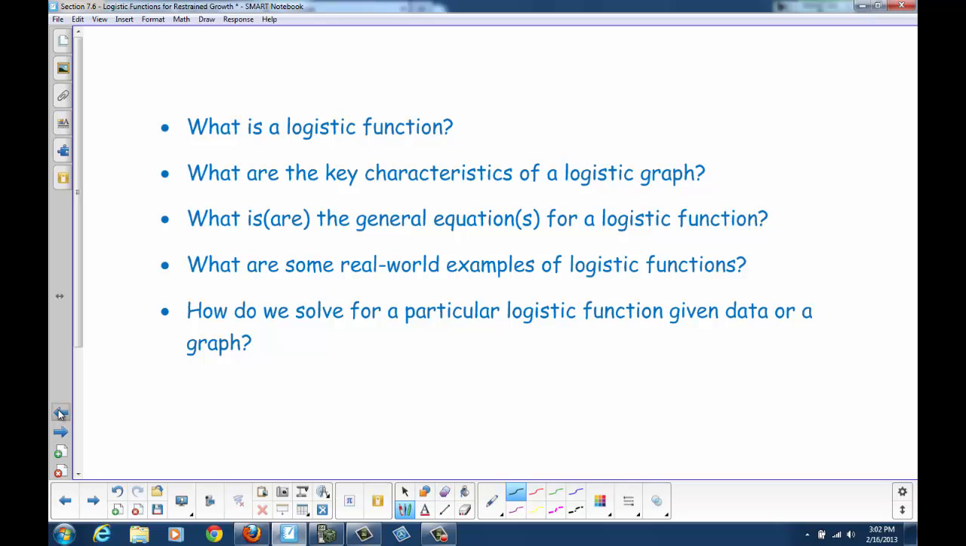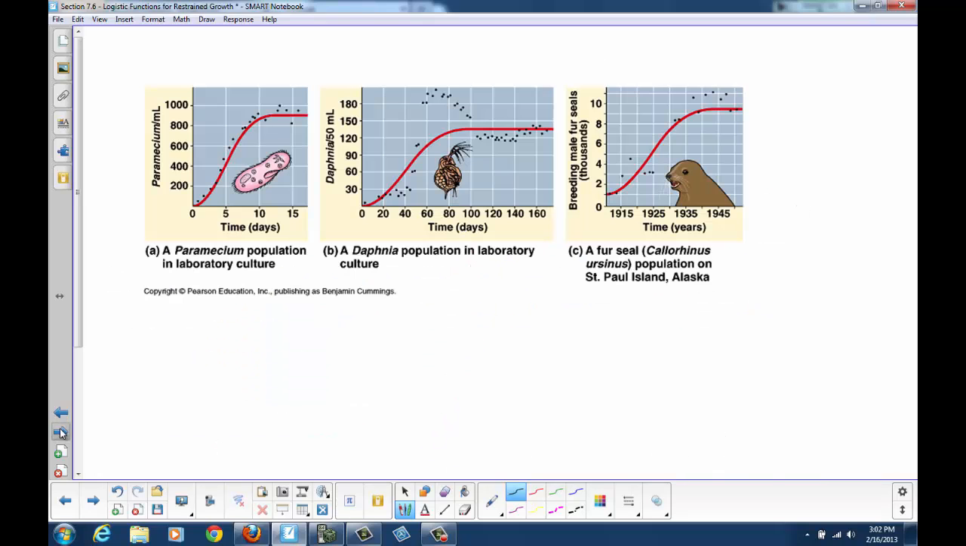What are some real-world examples of logistic functions? Well, just about any population growth that has the potential to experience limited resources as time passes. So parameciums in laboratory cultures, Daphnia populations, or even fur seals, where their resources strain their populations.